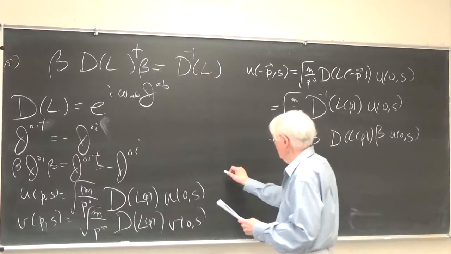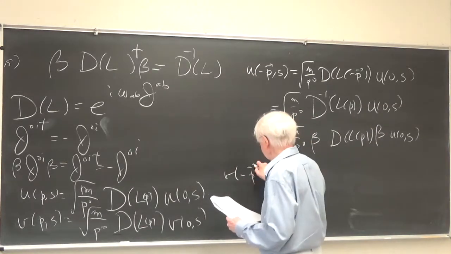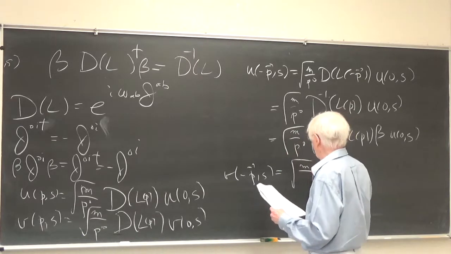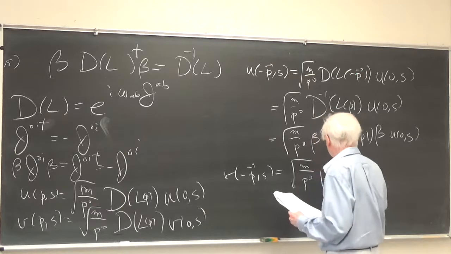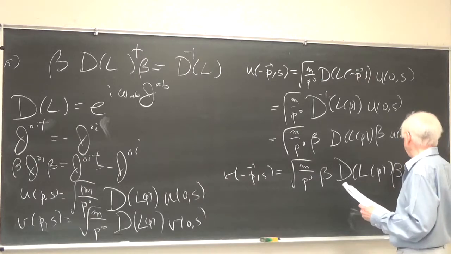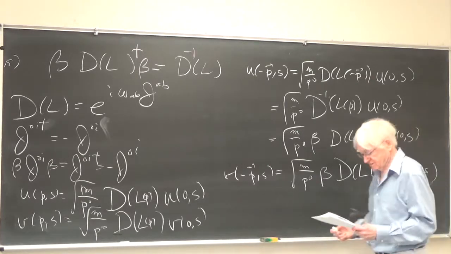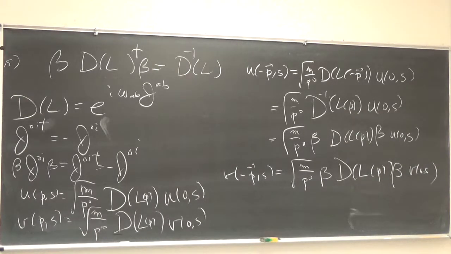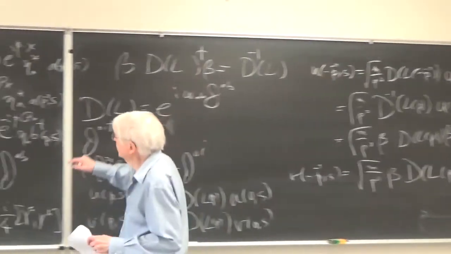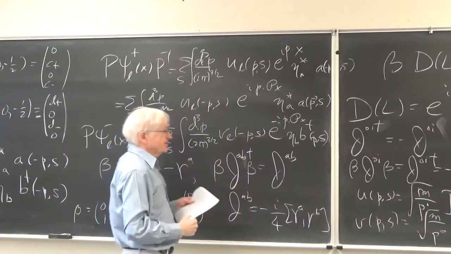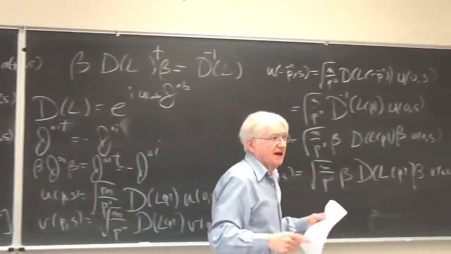And similarly, V of minus P and S. Let me just skip a line here. It's square root of M over P0, then beta D of L of P, beta V of 0 and S. And so now we can come back and identify what these U's and V's are. And I think we're going to have to go way over here.